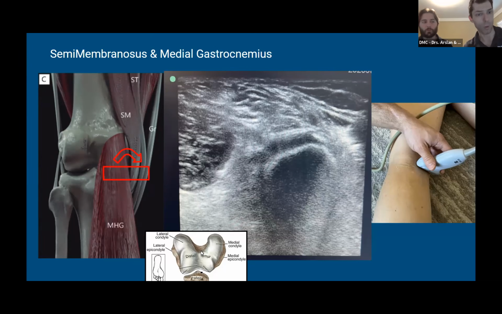This image over here orients us to how our patient is positioned, which is prone with the patella downwards and the condyles towards the ceiling. This is the left lower extremity.